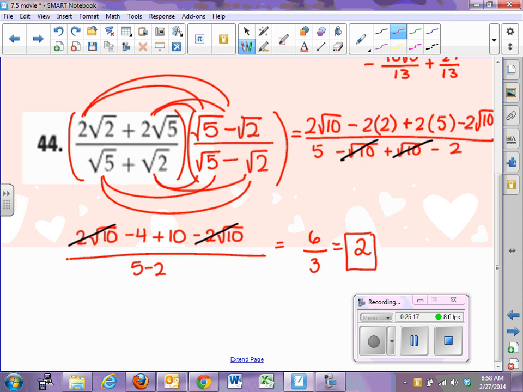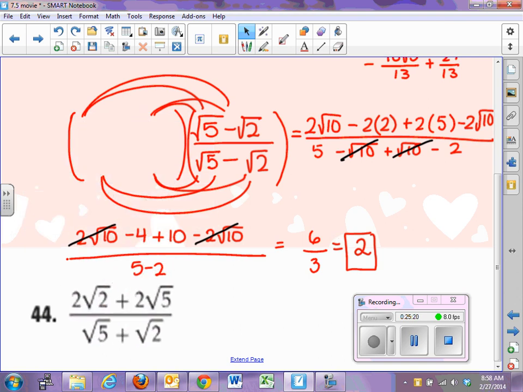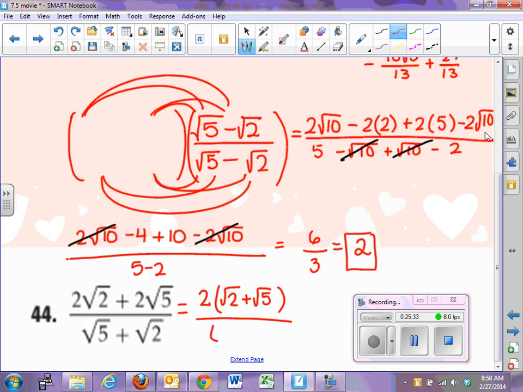Well, to be honest, I've had really smart students notice something. Watch this. Could I have pulled a 2 out of the top, undistribute, and get square root of 2 plus square root of 5? Then what's the bottom equal to? Hey, that's the same as square root of 2 plus square root of 5. Since these quantities are identical and we're multiplying, we could have canceled those. But it's okay. Good practice.